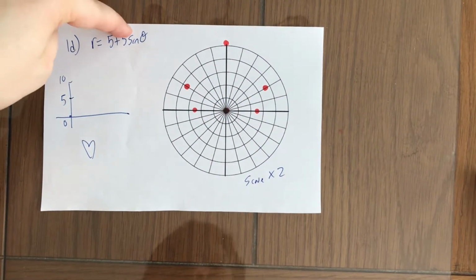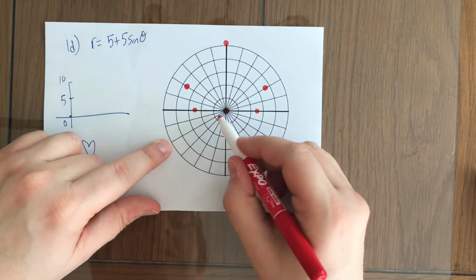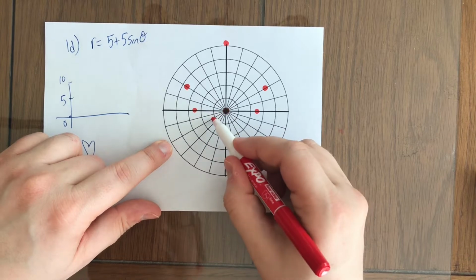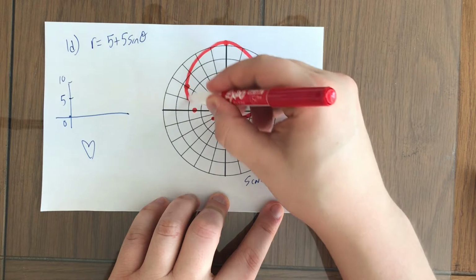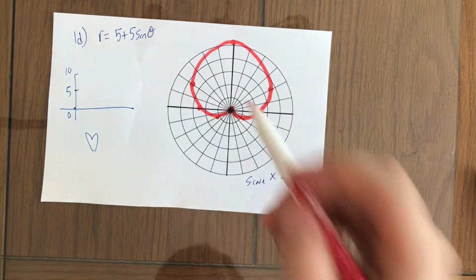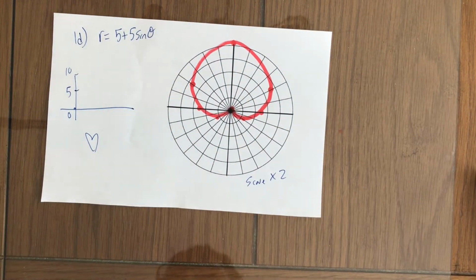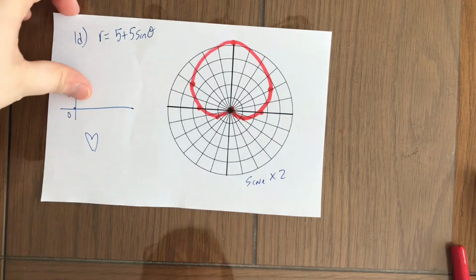Then we'll subtract, that'll be 2.5, so that's going to be at these 30s. 1, 2.5, and 1, 2.5. And there we go. We just draw it to make sure that we have that dimple that touches 0, 0. And there's our heart-shaped limacon.